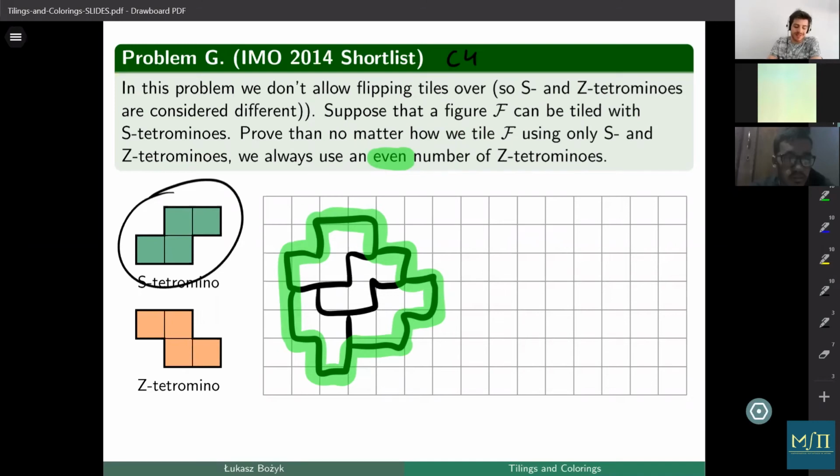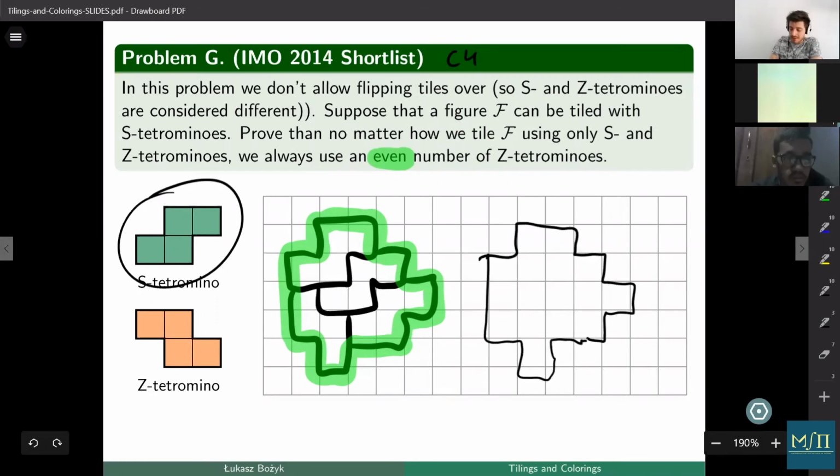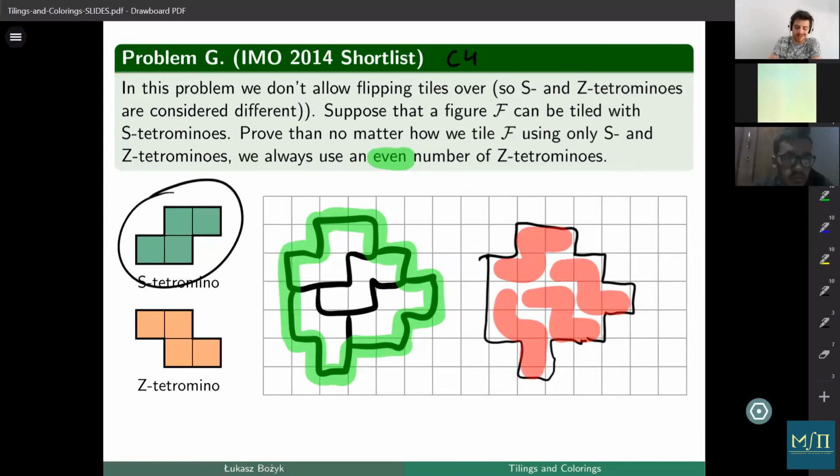So, for example, this region can be tiled in a different way, using Z, for example, like this. Just toggle this small gadget, and then we see that there are exactly 2. And what we want to prove is that regardless of the shape and regardless of the tiling, if it's possible to cover with S's only, then every covering contains an even number of Z's.